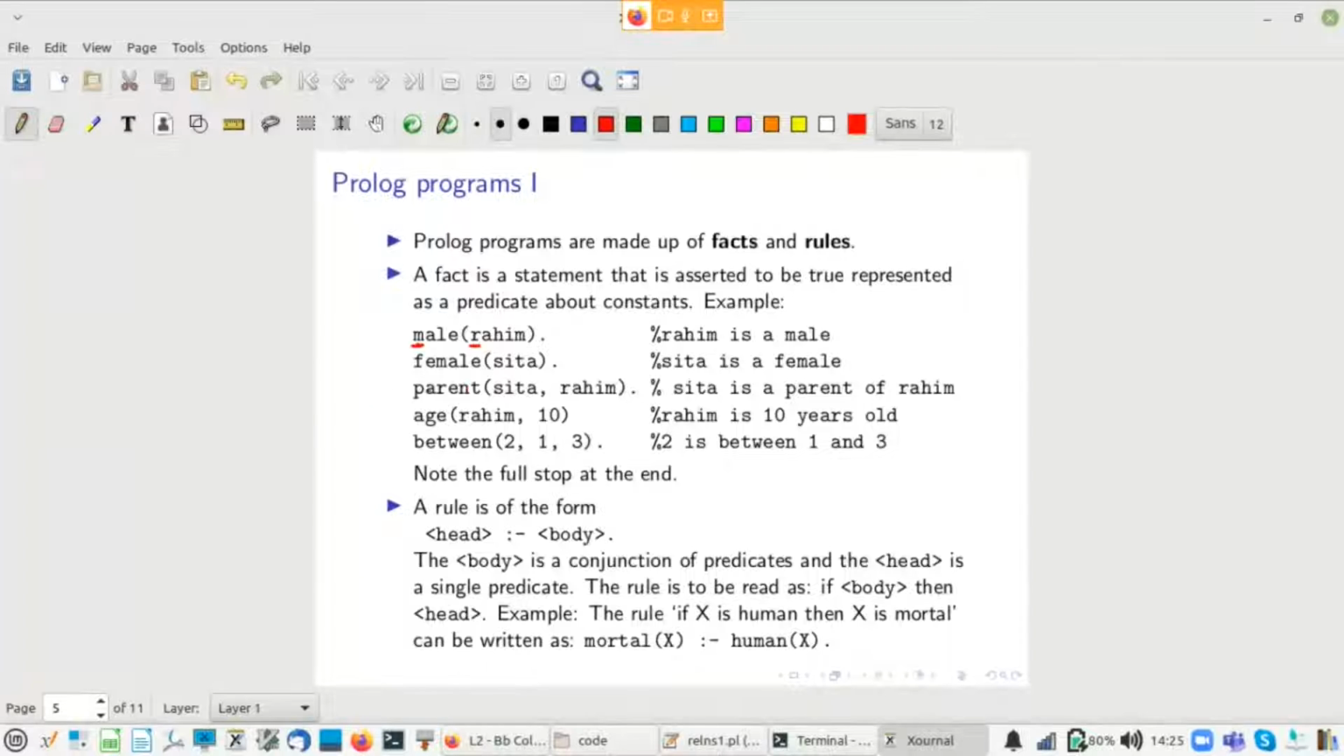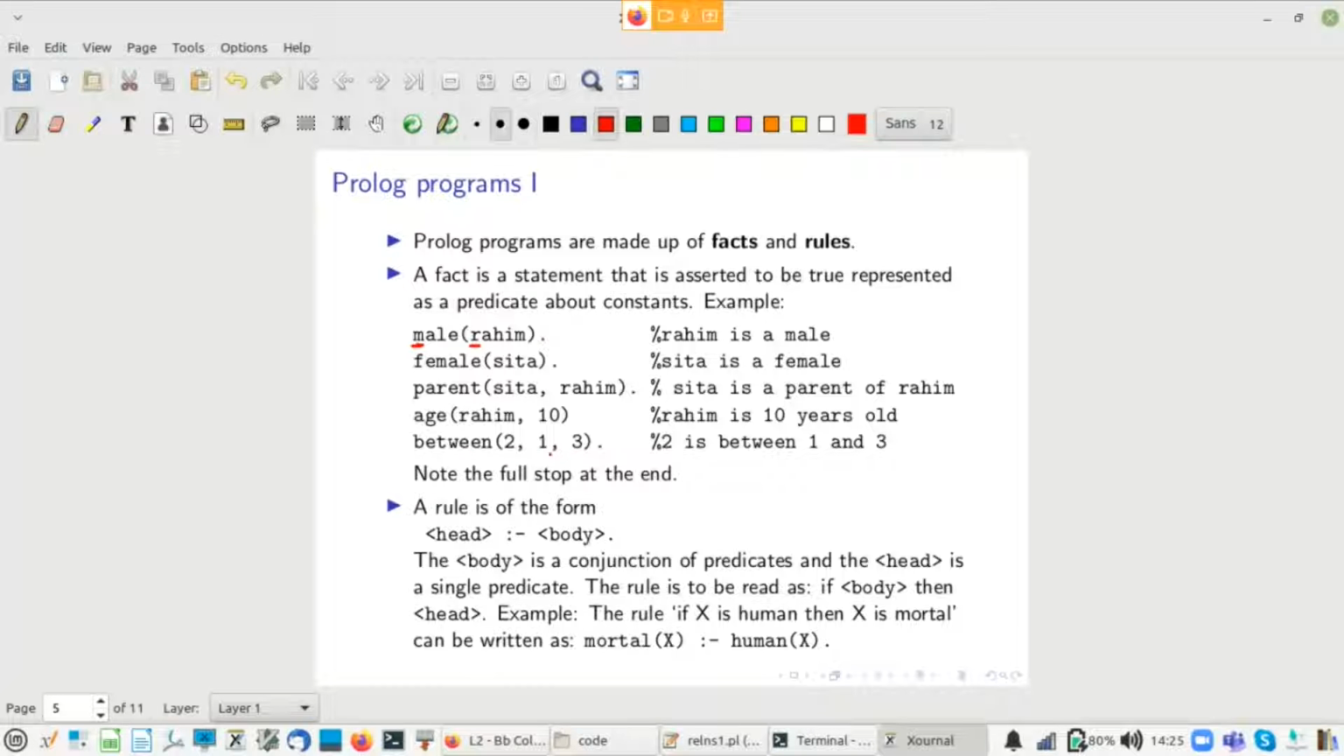Now here is a predicate with two arguments. It is saying parent Sita Rahim. What it is saying is that Sita is a parent of Rahim. And this is saying Rahim's age is 10 years, one assumes 10 years.